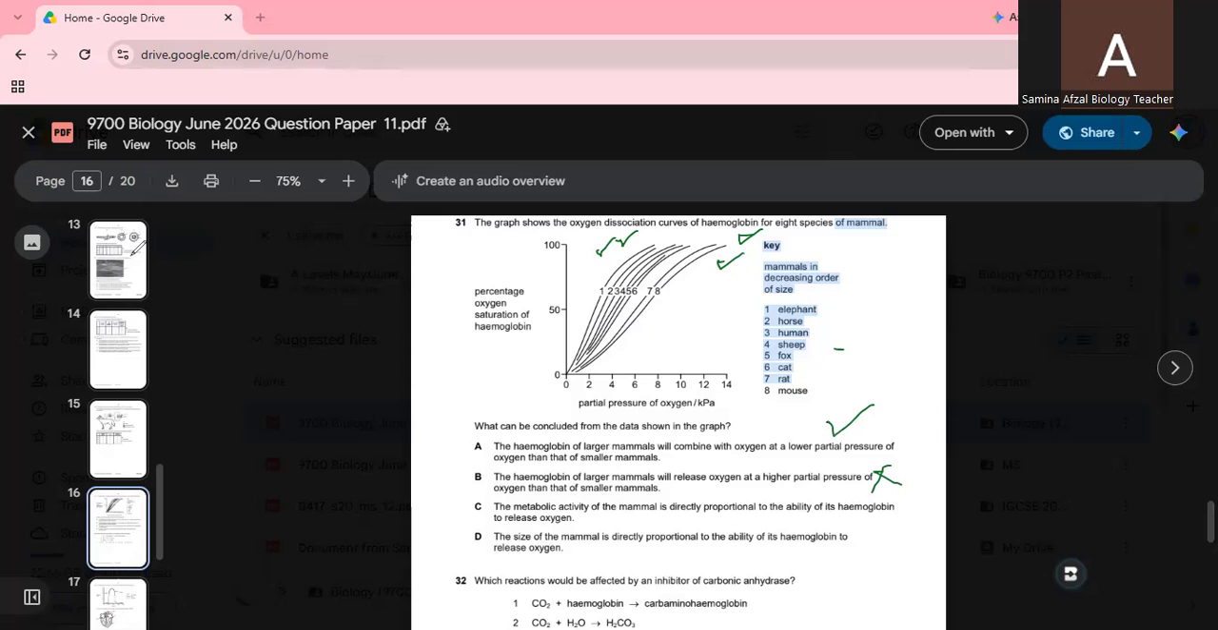The metabolic activity of mammals is directly proportional to the ability of the hemoglobin to release oxygen. Again, this is not correct. And the size of the mammal is directly proportional to the ability of the hemoglobin to release oxygen. This is not correct. C and D are not correct because the graph only shows the partial pressure of oxygen, saturation, and mammal species size curve order. It does not provide direct quantitative metabolic rate values or provide direct opportunity to draw mathematical proportions by conclusions. So according to this, only A is the correct option.